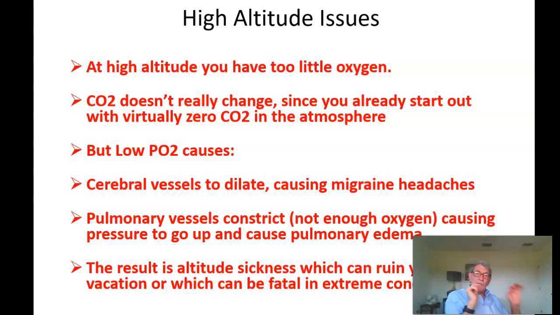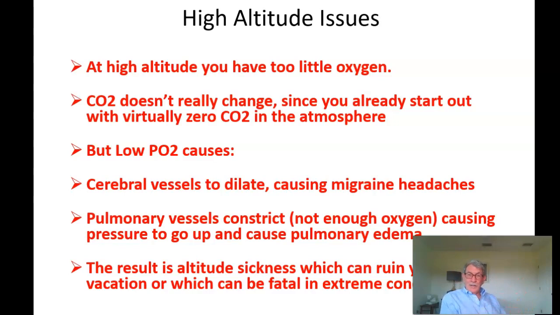But anyway, headaches, dilation. Pulmonary is exactly the opposite. When there's not enough oxygen in your alveoli, because there's not enough air, all the blood vessels around your alveoli constrict. They don't know that the rest of the lung also doesn't have oxygen. They're not smart. They're just used to constricting when there's not enough oxygen to make sure the blood goes somewhere else.